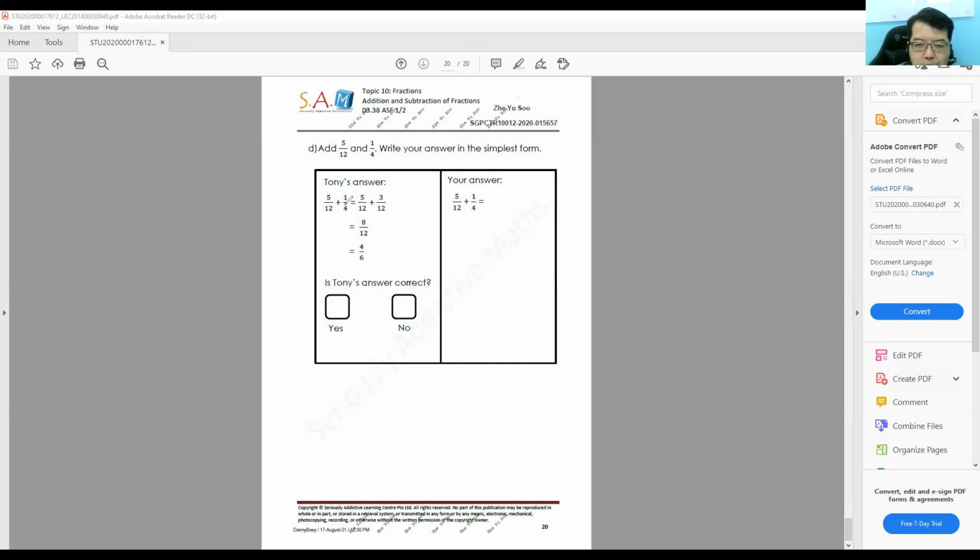So 5 out of 12 plus 1/4, Tony decided to convert the denominator into 12 because it's a common denominator. 12 is the greatest number. So you keep 5 out of 12. Let's see if we manage to convert 1 out of 4 correctly. What you need to do is 4 times 3 equals 12. 1 times 3 equals 3. So 5 out of 12 plus 3 out of 12 equals 8 out of 12. So far, so good.